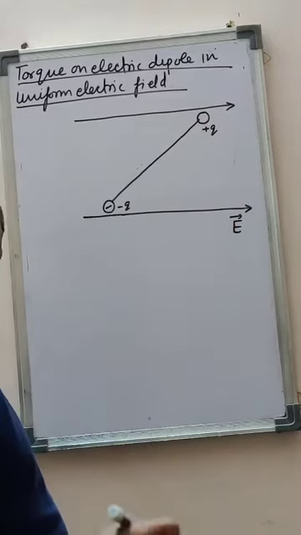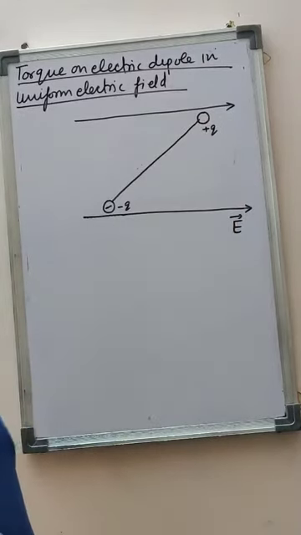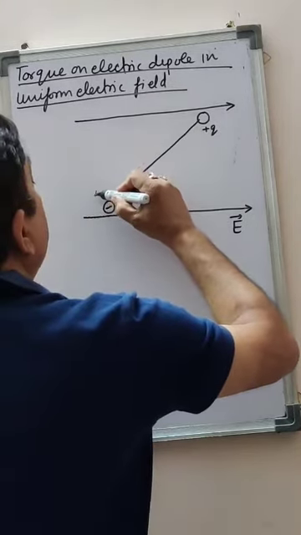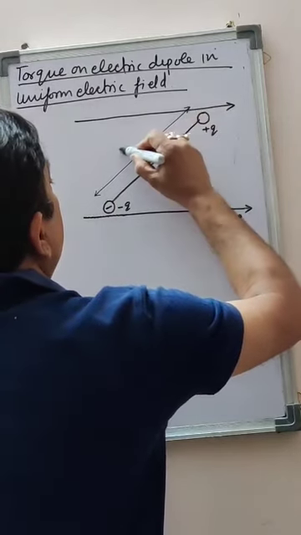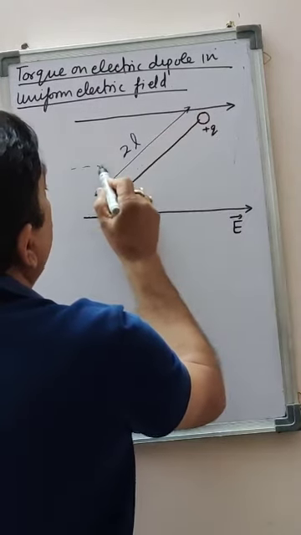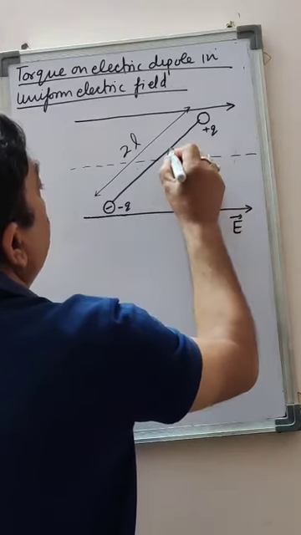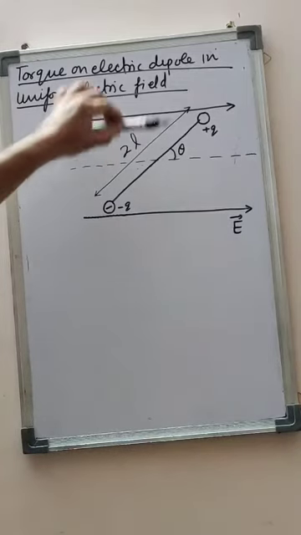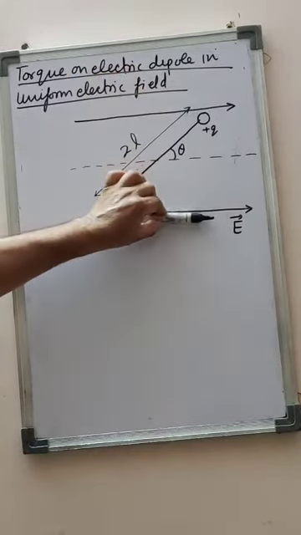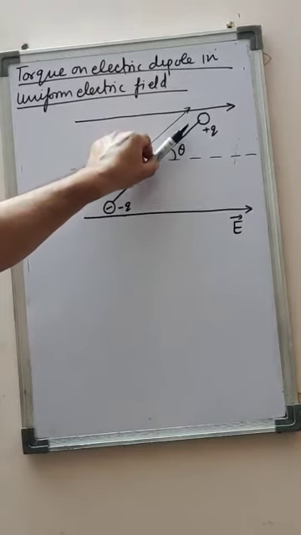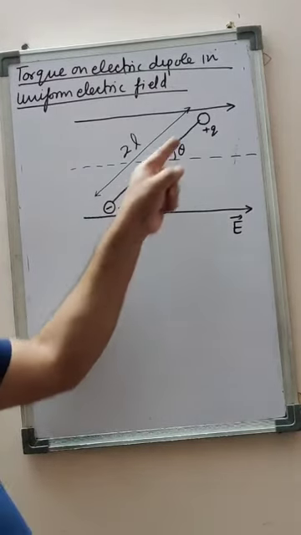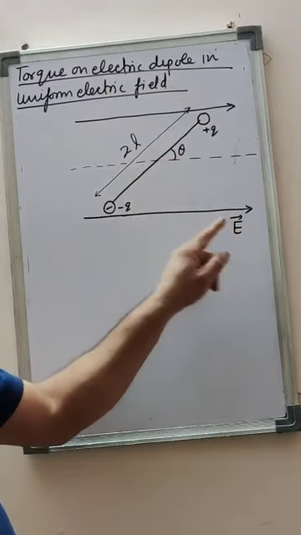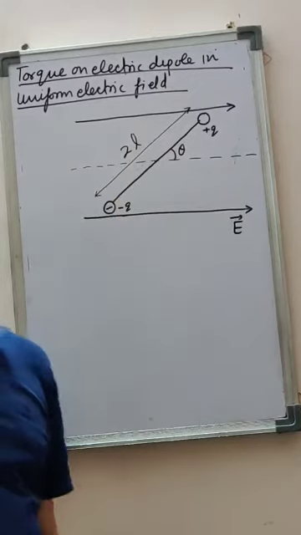Now you must be knowing what an electric dipole is: a system of two equal and opposite charges, and the distance between these two charges is 2l. This dipole is making an angle theta with the electric field. This is the direction of the electric field, and the dipole is placed in this way in the field. So the dipole is placed making an angle theta with the uniform electric field, and the dipole moment of the dipole is p.